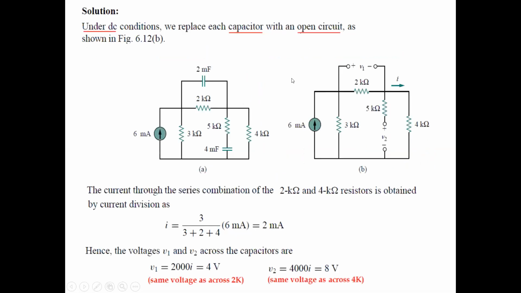So we can replace the capacitors by open circuits and then find the open circuit voltages, which will be the voltages across the capacitors. We want to find V1. It's very simple because here is an open circuit, so this 5 kilo ohm resistor is not participating in the circuit. No current will be flowing through it.